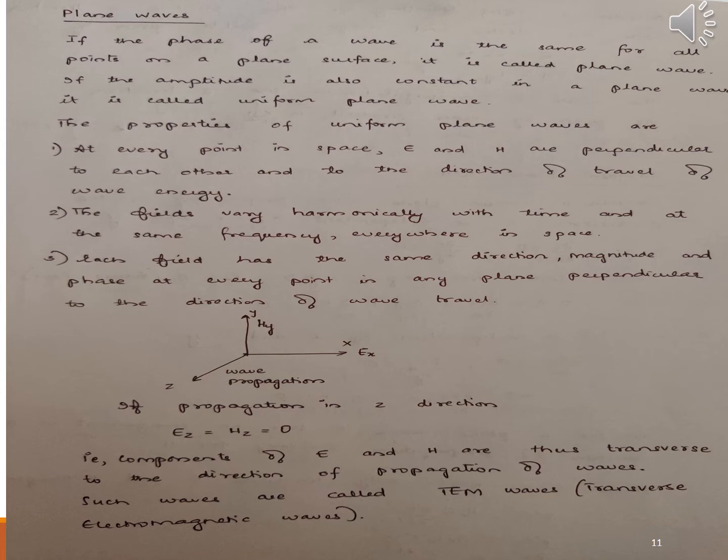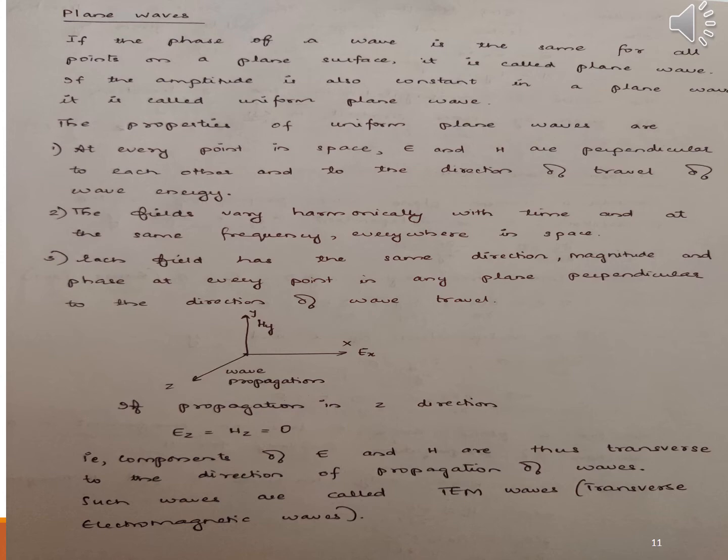So what does that imply? Both E and H will not have a component in the z direction. That is, Ez and Hz are equal to 0. That is, the components of E and H are always transverse to the direction of propagation of the wave. The component of E lies only in the x direction, not in the z direction. That means you have only Ex, there is no Ez. Similarly, you have only Hy, there is no Hz.